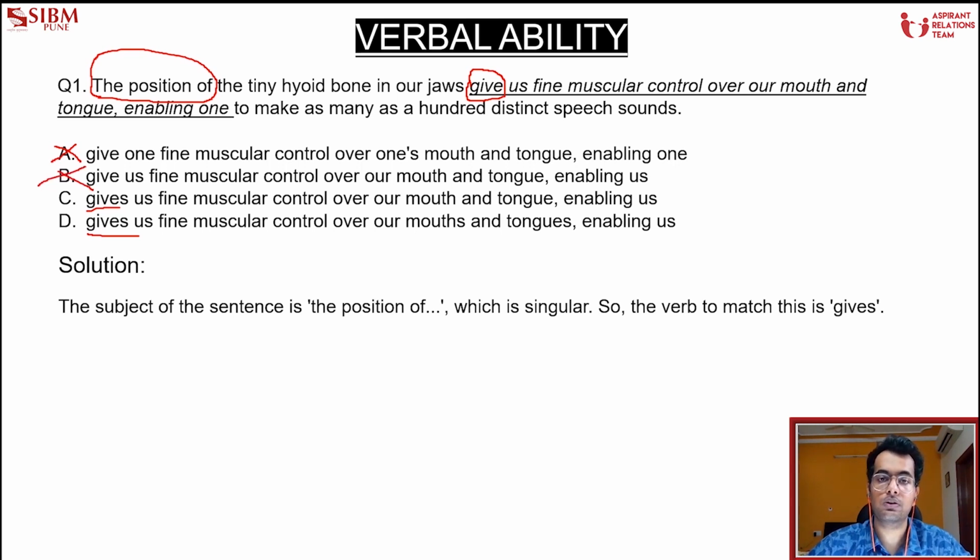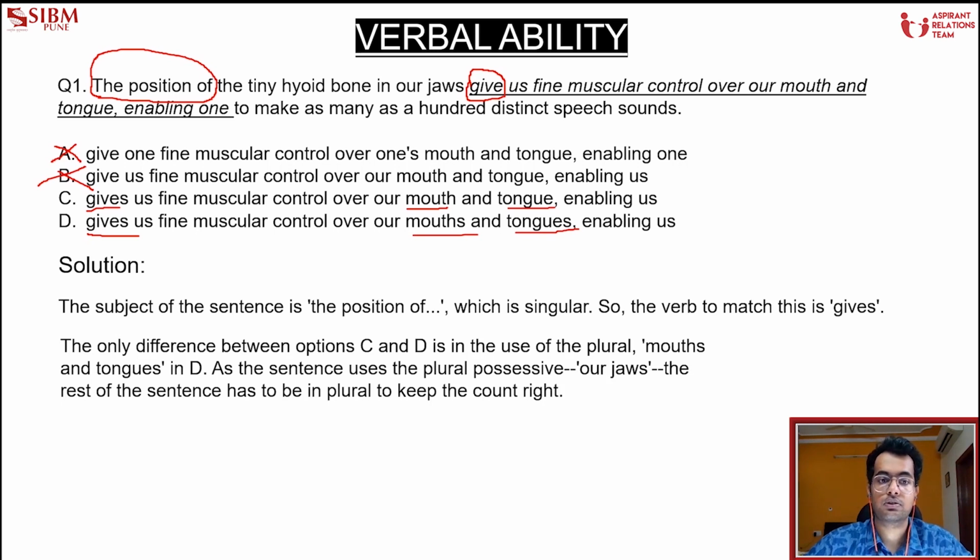A very good trick to approach these types of questions is to eliminate the options and then get to the last option which is suitable, right? Now let's look at the difference between option C and D. The only difference between these 2 options is that here mouth and tongue are written in singular and here they are written in plural, right? We know that our jaws is plural, so mouth and tongue are part of jaws, so we need to match them with our jaws. So they also need to be plural.